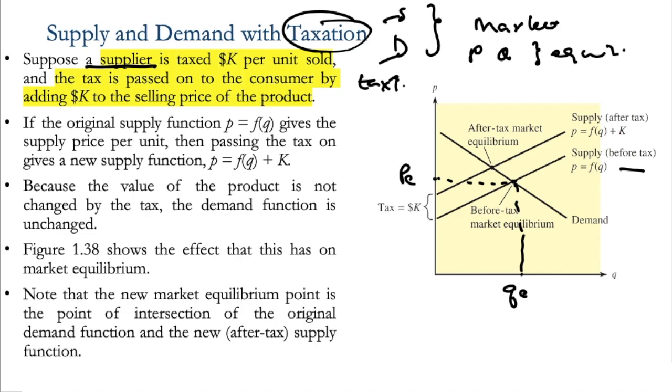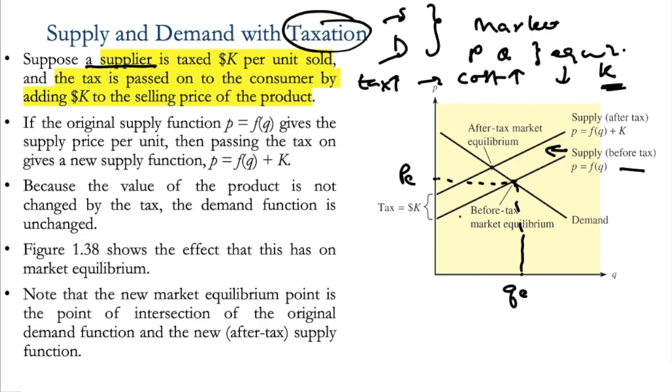When tax is imposed, then obviously it will increase the cost of production. When the cost of production increases, it will reduce the amount of supply at every price level. So that's why you can see supply shift to the left, reducing the supply for every level of price by the amount of K. So that's why you can see it's a shift to the left. Supply shifts upward or to the left by the amount of K.